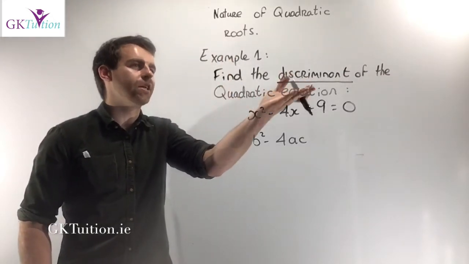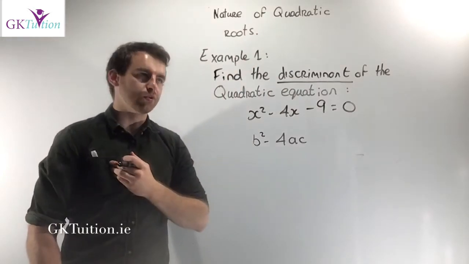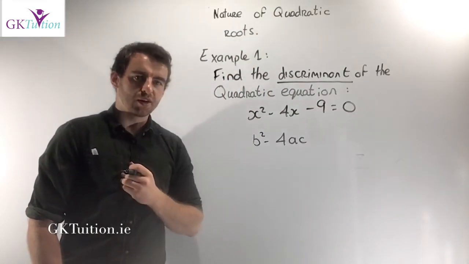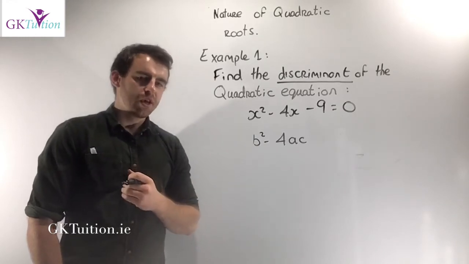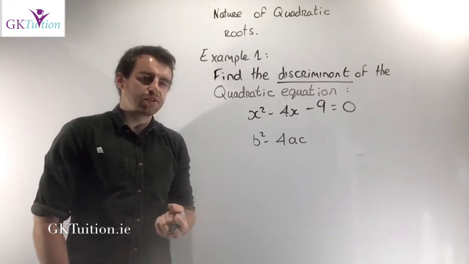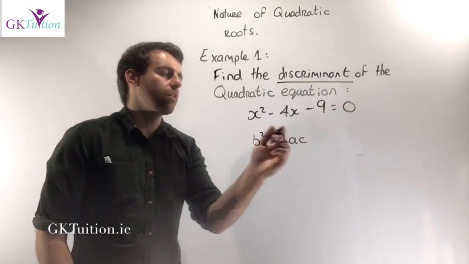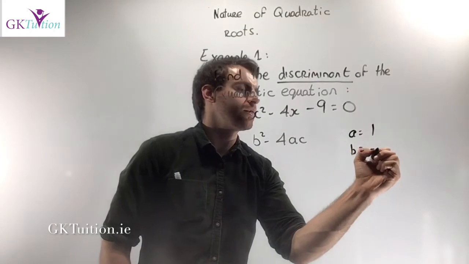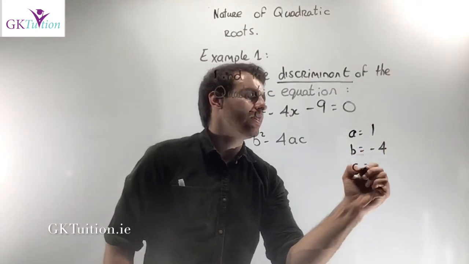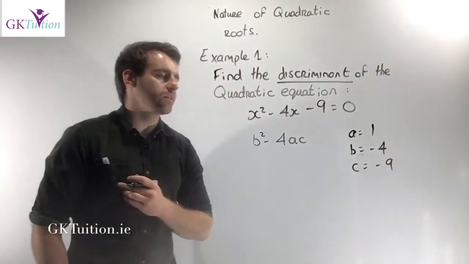Basically, the discriminant tells you the nature of the quadratic roots, or the nature of the roots of a quadratic equation. It's incredibly easy to get the discriminant. Just think back to what you did at junior cert using the minus b formula. a is the coefficient of x squared, in this case 1. b is the coefficient of x, in this case minus 4. And c is the constant at the end, in this case minus 9.